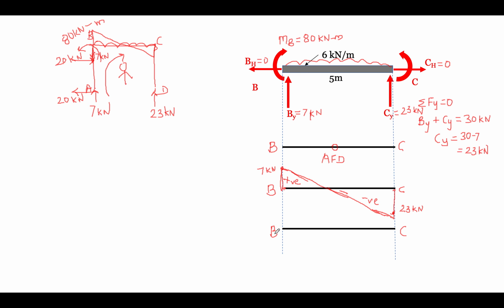Now what is bending moment? What is the bending moment at point B and C, and what is happening in the middle? Because we know that wherever shear force is 0, bending moment will be maximum. We know bending moment at B is 80, and we don't know what is bending moment at C. So first let us calculate bending moment at this particular point, or we can also calculate bending moment at C.